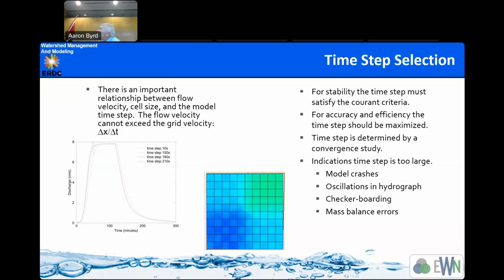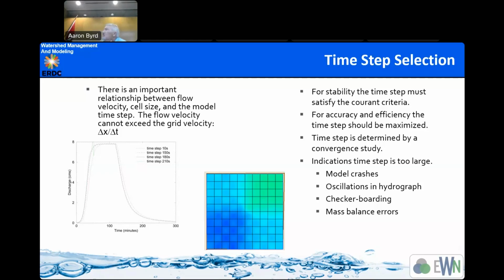For accuracy and efficiency, the time step should be maximized. Time step is best determined with a convergence study. That means you try different time steps until you get a solution that's both stable and accurate. That little picture on the left is showing a time convergence study. It shows where the model becomes unstable at 210 seconds, then at 180 it has some wiggles, and then about 150 seconds is a kind of ideal solution.